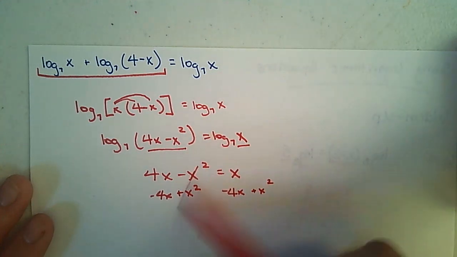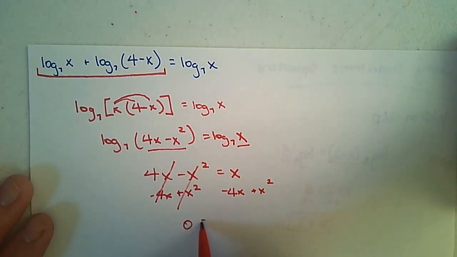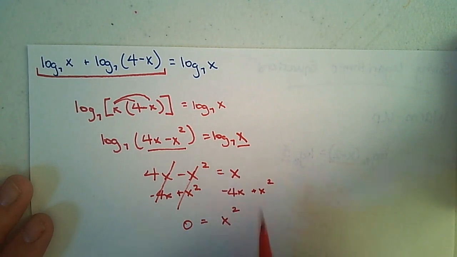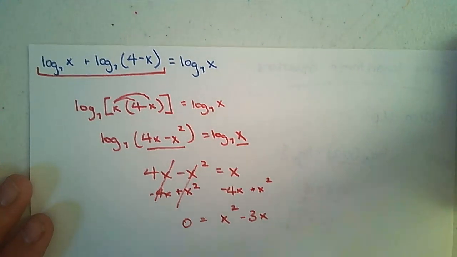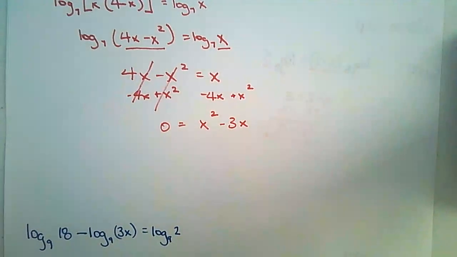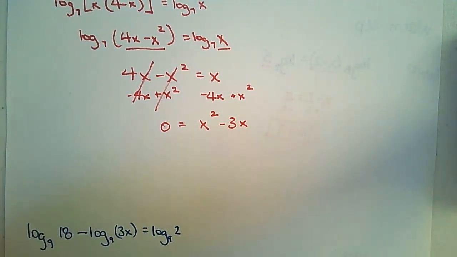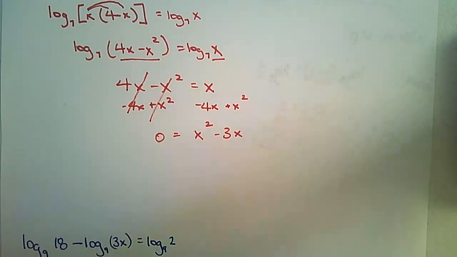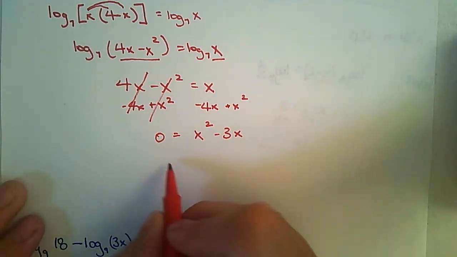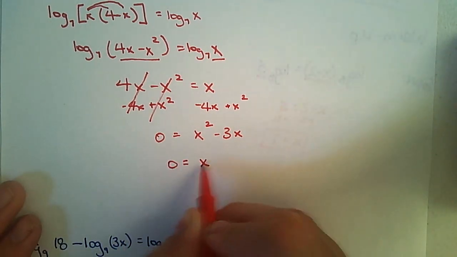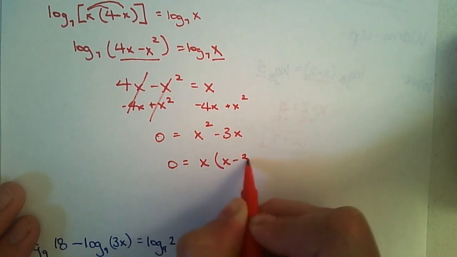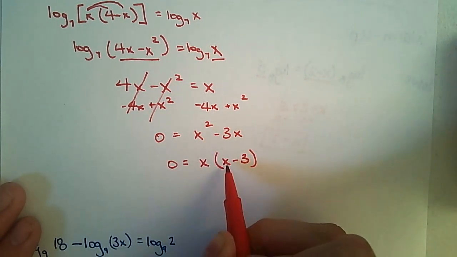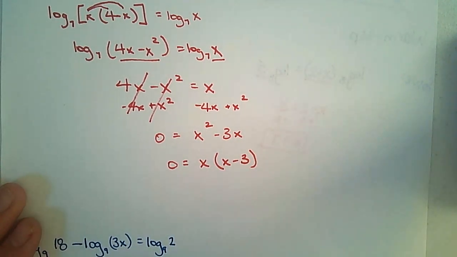So over here, these are going to 0 out. So I'm going to be left with an x squared minus 3x, if I rewrite that in standard form. And now I'm going to go ahead and factor that. It actually looks like I have a GCF. So I'm going to take that out first. So I have a GCF of an x. And when I take that x out, I'm left with x minus 3.